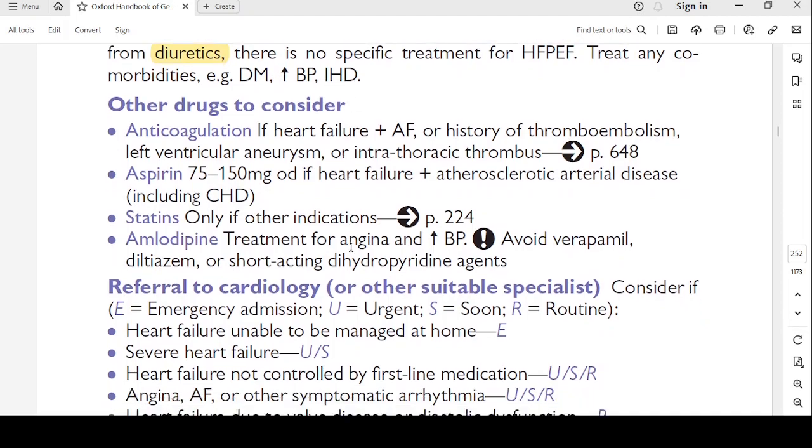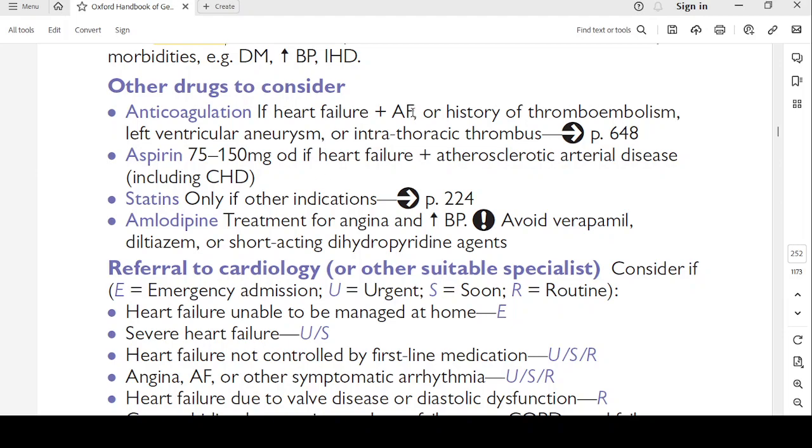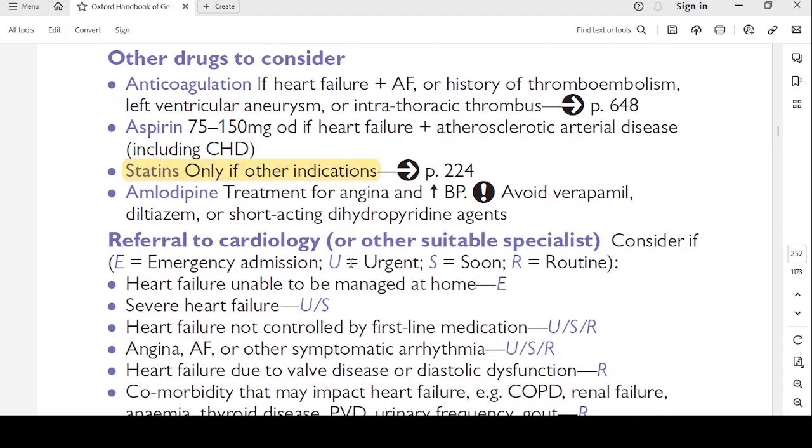Other drugs to consider: anticoagulation if heart failure plus AF, atrial fibrillation or a history of thromboembolism, left ventricular aneurysm or intrathoracic thrombus is there. You start anticoagulation. Aspirin 75 to 150 milligrams OD if heart failure plus atherosclerotic arterial disease including coronary heart disease. Statins only if other indications are present.